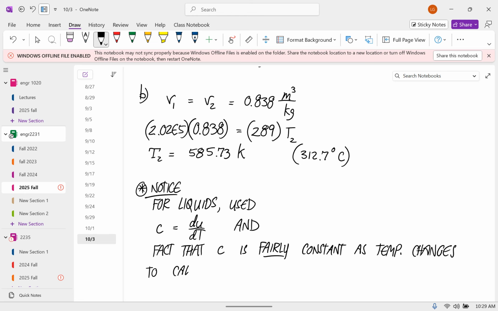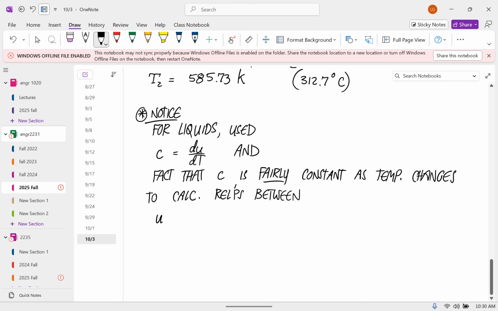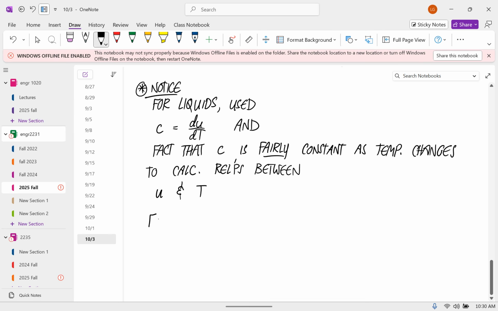To calculate relationships between the specific internal energy and the temperature. Okay, that's something you can always do with liquids, and something that you did in Physics 1, most of you. Okay. For ideal gases, it looks like you can do the same thing.